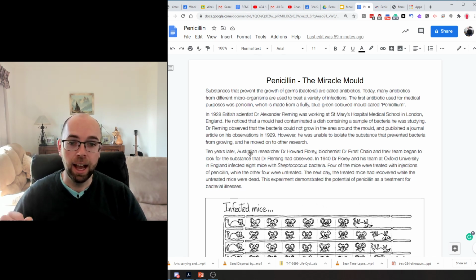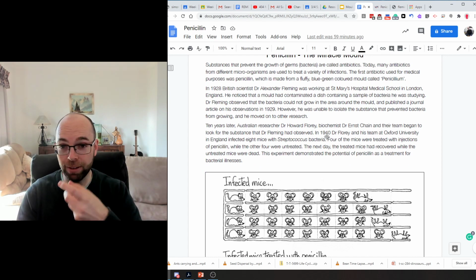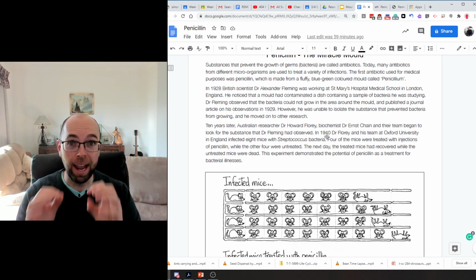Ten years later, Australian researcher Dr. Howard Florey, biochemist Dr. Ernest Chain, and their team began to look for the substance that Dr. Fleming had observed. So this is 10 years later, and they read what he'd written and thought, let's see if we can figure this out. In 1940, Dr. Florey and his team at Oxford University in England infected 8 mice with streptococcus bacteria. What they've actually done here is they've got 8 mice and, with a needle, given them these bad bacteria.